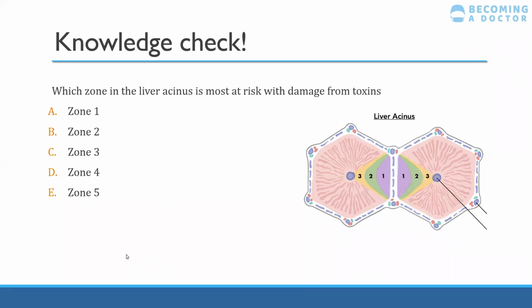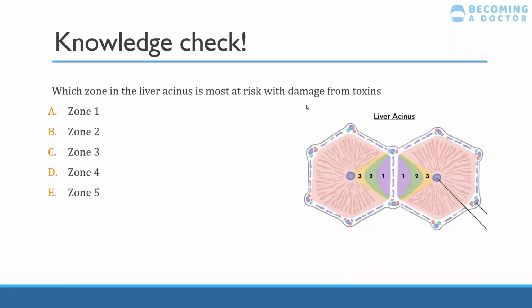Okay, there we go. So that was a 50-50 split on zone 1 and zone 3. And the place which is most at risk from toxins is actually zone 1. And the reason why is because it's the closest to the hepatic portal triad, and therefore any toxins that come through will reach zone 1 first before they go to zone 3. I hope that makes sense. If it doesn't, just message me and I'll go through it again.